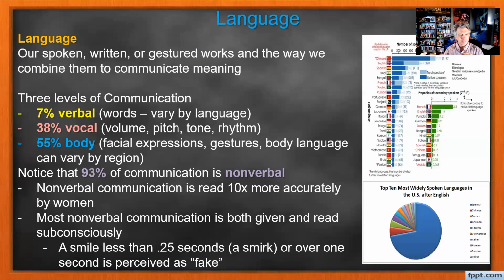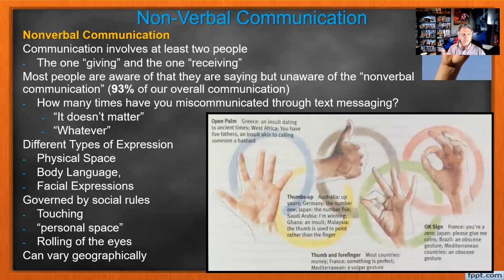A smile that's less than 0.25 seconds, that's looked at as a smirk. It's almost sarcastic. If somebody smiles like this, that's fake. It's too long of a smile. It's not that money smile, that 0.68-second smile, or whatever is the money smile. So we pick all this stuff up, but we're not picking it up consciously. Most of it is picked up subconsciously.